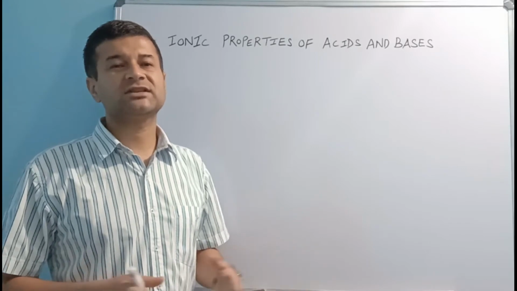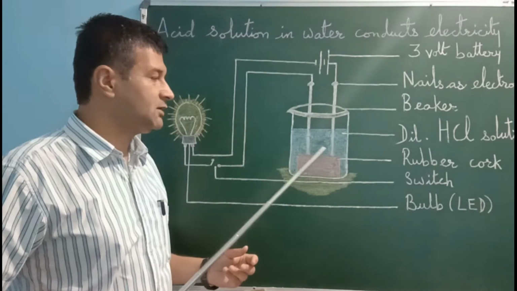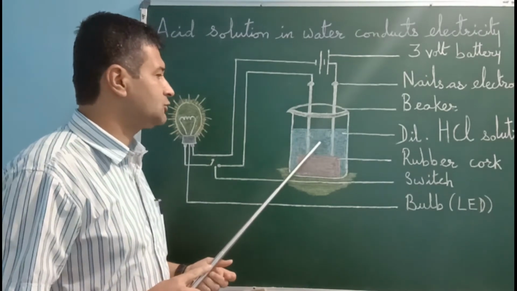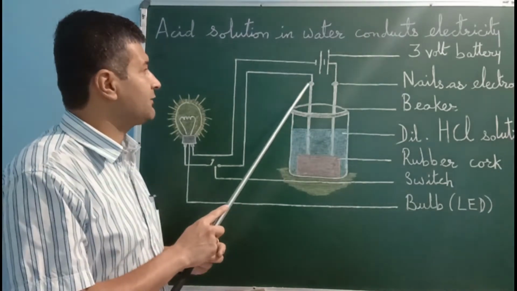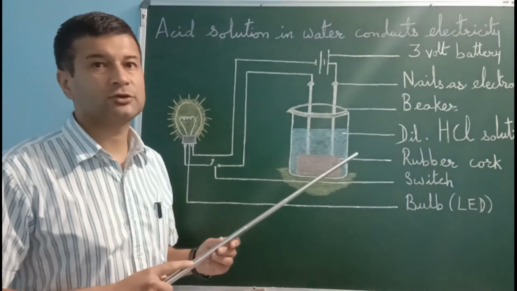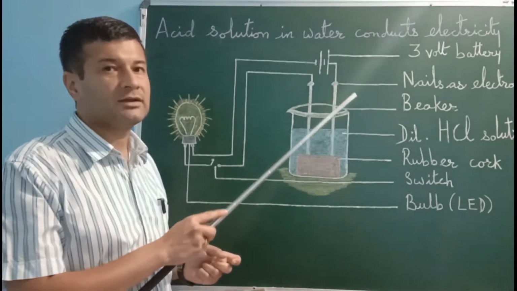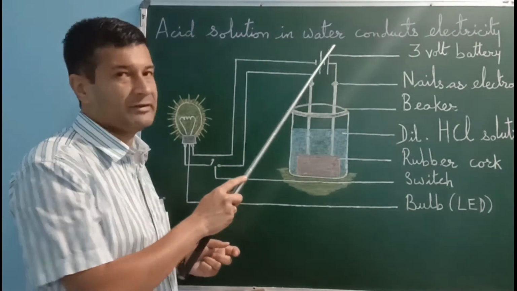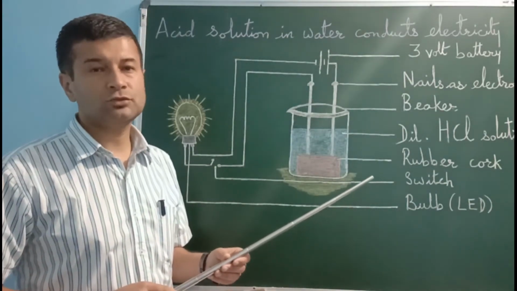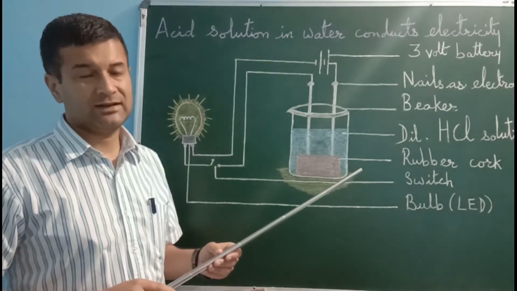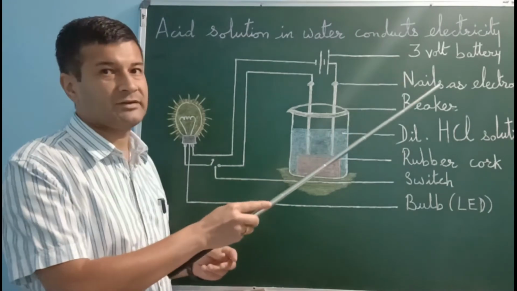Now let us discuss the activity with the help of a diagram. For the activity, we had taken dilute hydrochloric acid solution in a beaker. We have taken two nails as electrodes and one of the terminals of the electrodes is connected to a 3-volt battery. Since we do not have a 3-volt battery, we have taken two 1.5-volt cells and connected them together to form a 3-volt battery.